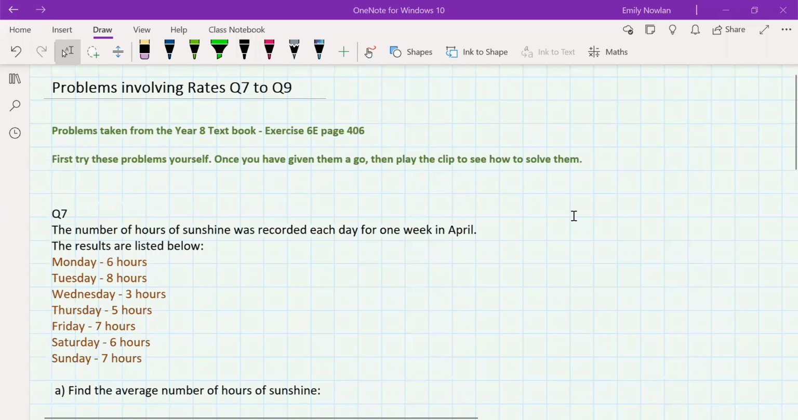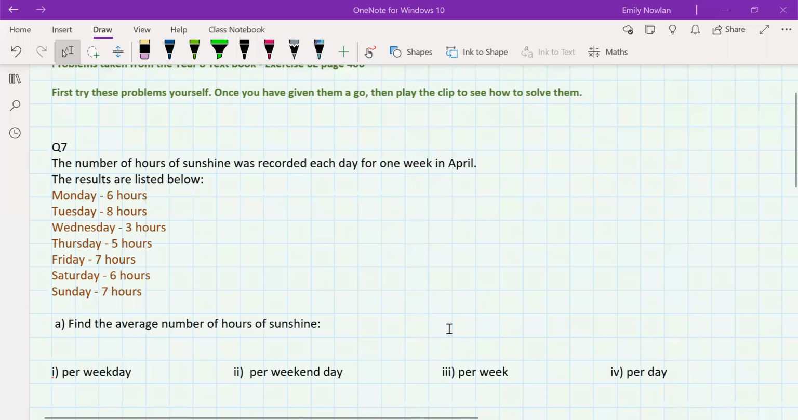Hello everyone, we're going to do some more problems involving rates. If you're doing these from the textbook, the reference pages are there. I suggest everyone try them first, then pause and then play the clip and see how you go.